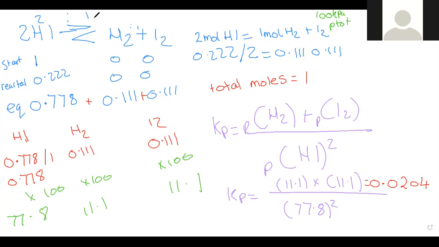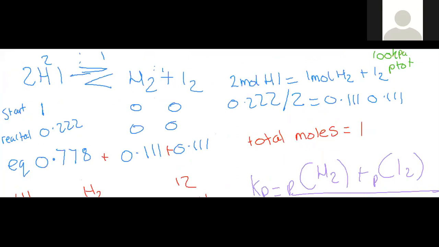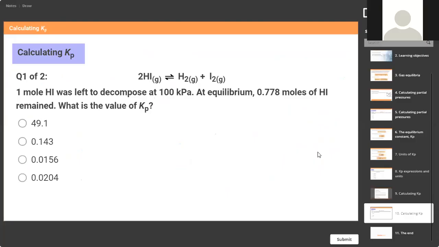So if we go back and find it, let's go back to what I want to screen share. Here we go. I said 0.0204. Obviously, there's no units because they've all cancelled themselves out. So we're on 0.0204 here.